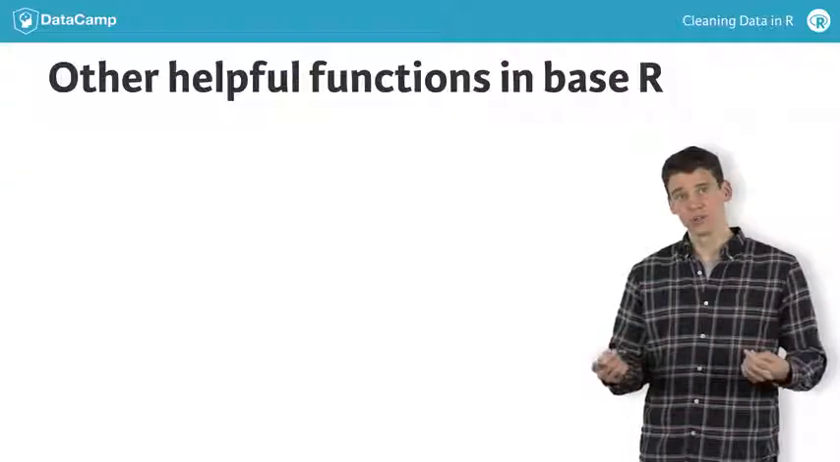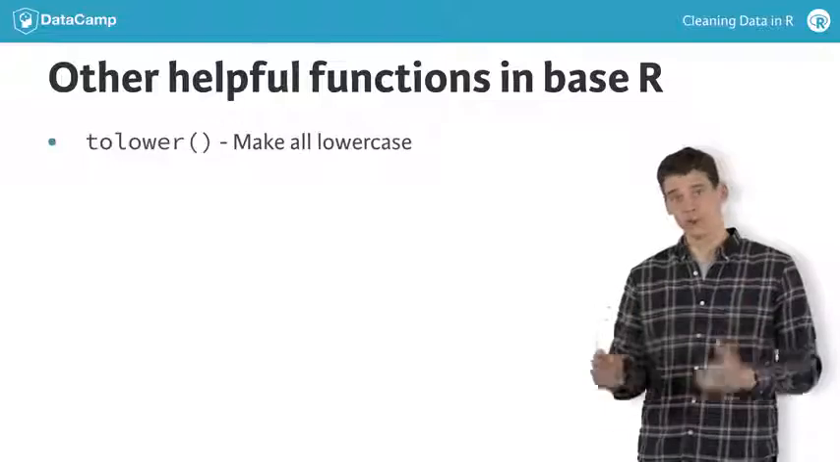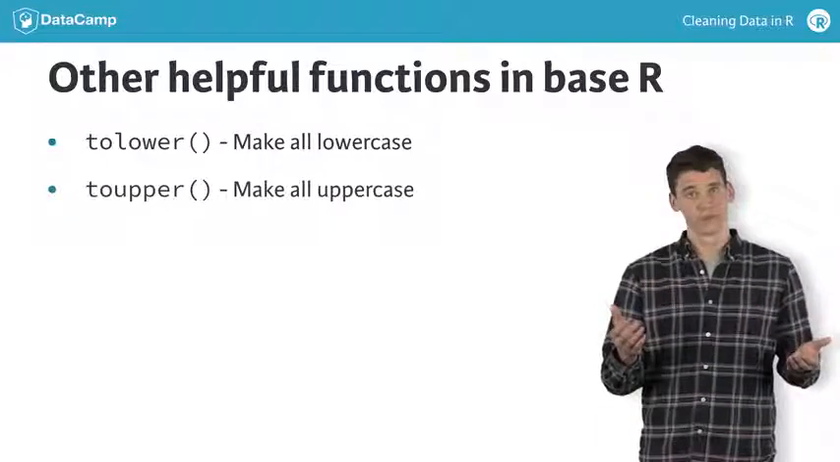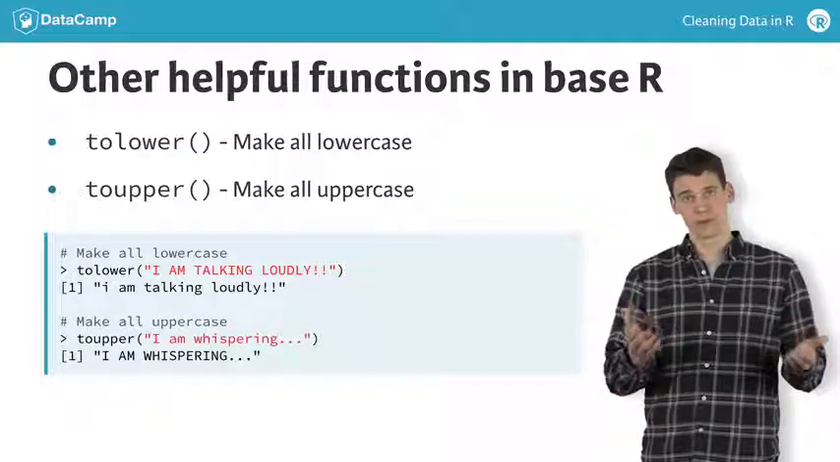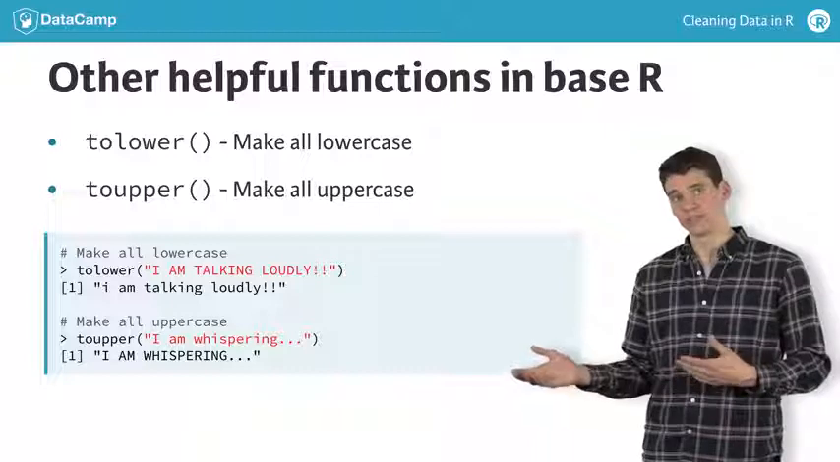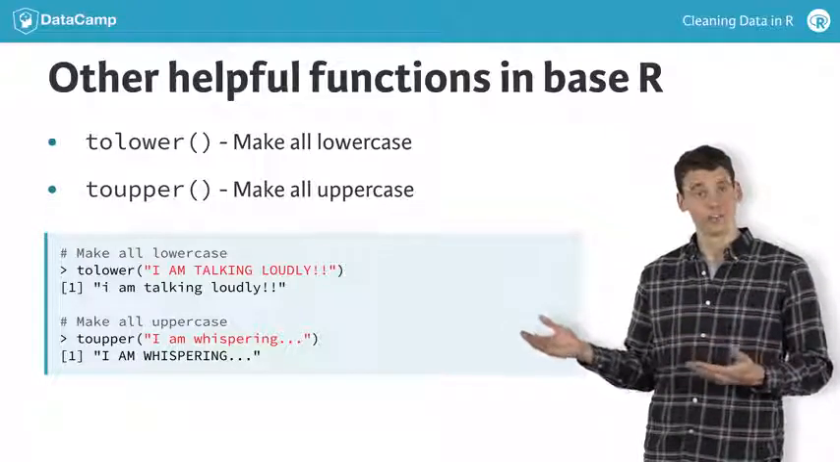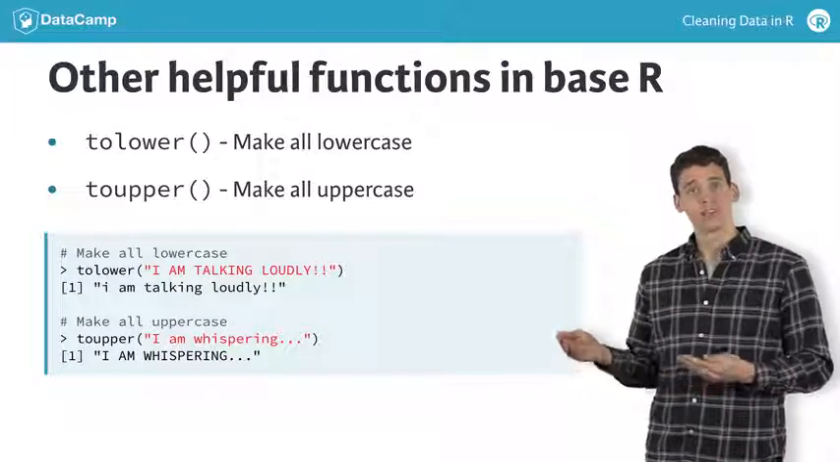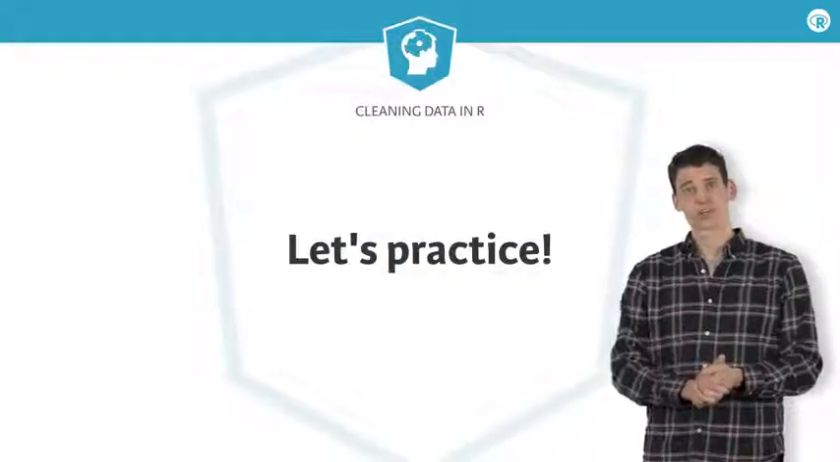A couple of simple but often useful functions from base R are toupper and tolower, which make strings all uppercase and all lowercase respectively. Here we see a very simple example of each. Notice that all punctuation marks are ignored by these functions, so only letters are altered in the strings. Let's practice working with strings.